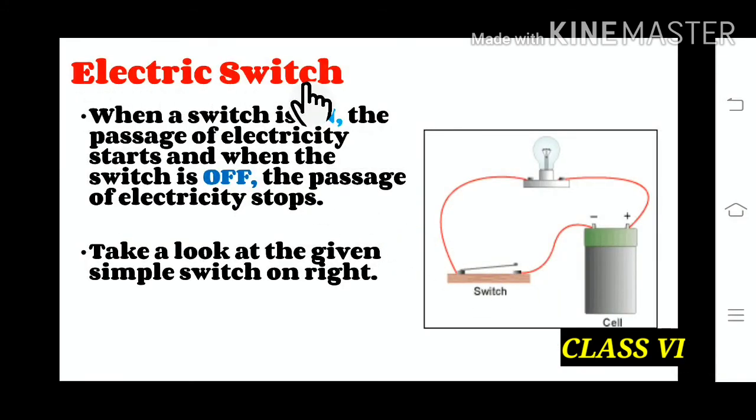Electric switch. When a switch is on, the passage of electricity starts. It means in a circuit, when the switch is down, the electricity will pass through it and the bulb will glow. And when the switch is off, the passage of electricity stops. So in this picture you can see the switch is open, so the current does not flow and the bulb does not glow.